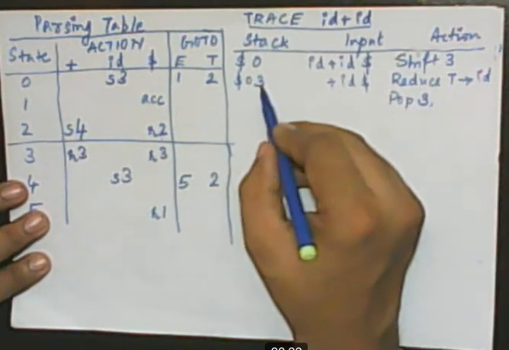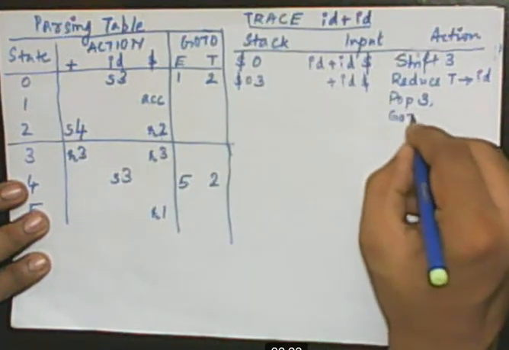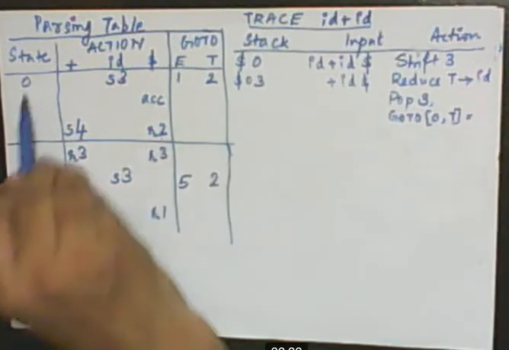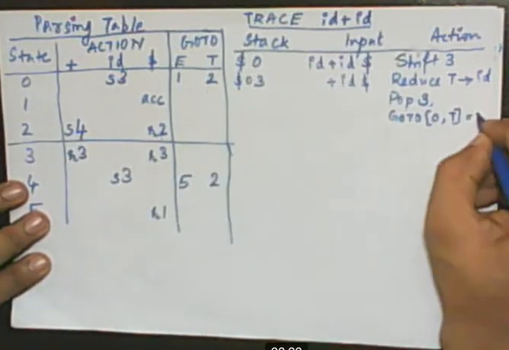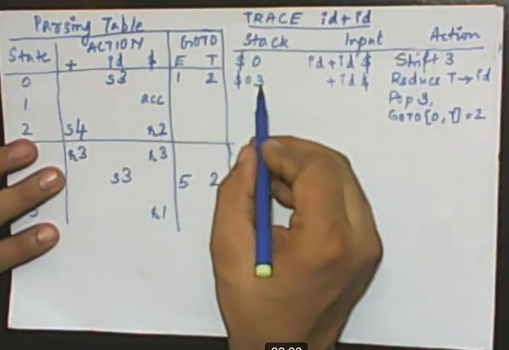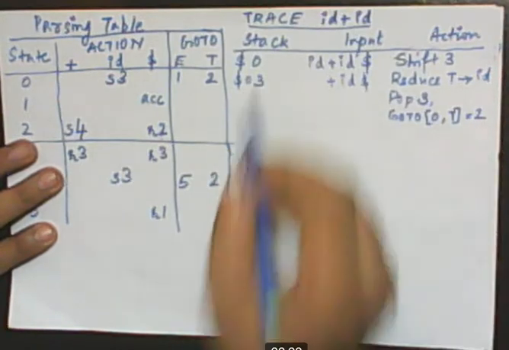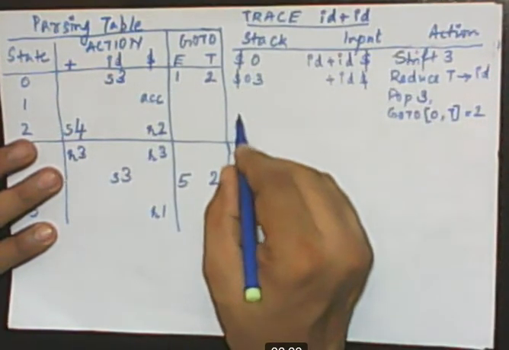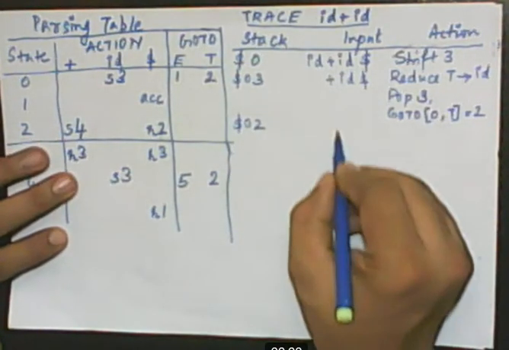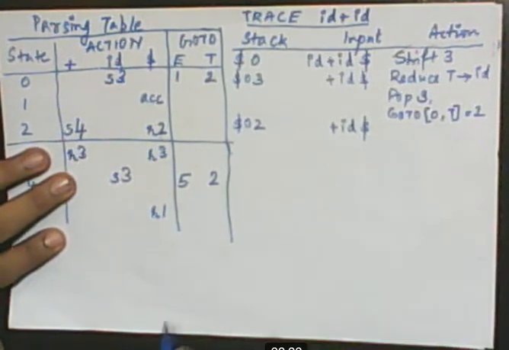And you have now after popping 3 you have 0 there, so 0 on T you need to find out from the go to section. 0 comma T, you have 2 there, so you get 2. That 2 has to be pushed, so you pop 3 and on 0 you push again 2, so that is 0 2. Here the input will be the same, there is no change, plus id and dollar.